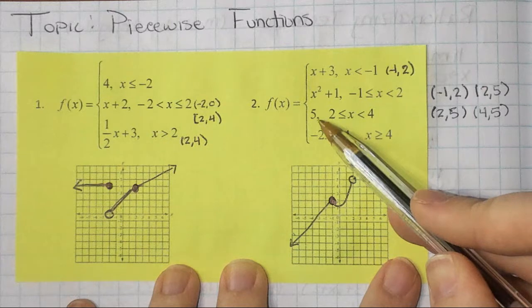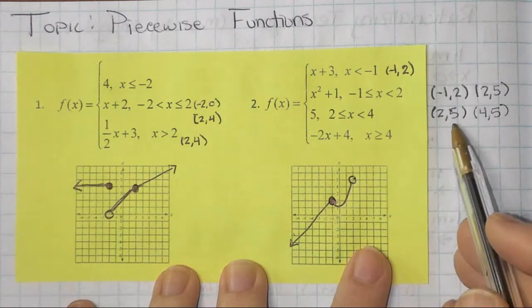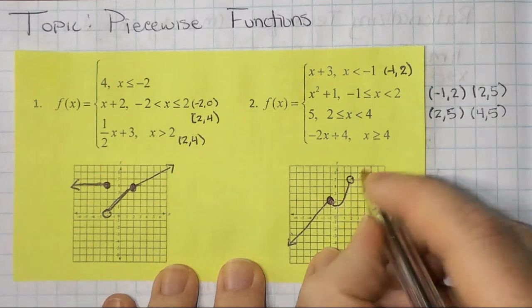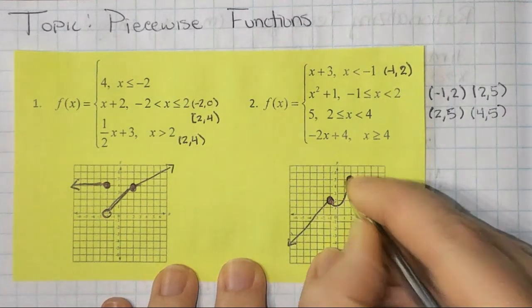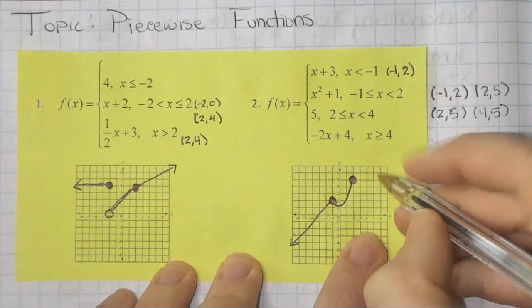Well, just think about it. It's 5 plus 0x. It's still linear. You just don't think of it as linear. Okay? So at 2, 5, is it open or closed? Closed. Again, I'm filling in that circle. Weird how that's working. And then at 4, 5, is that open or closed? It is open.